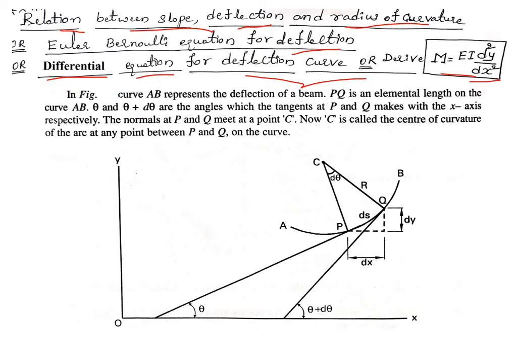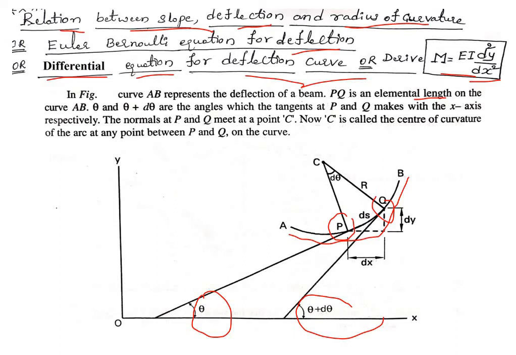The figure shows the curve AB, which represents the deflection of a beam. In the curve AB, PQ is an elemental length of curve AB, and theta and theta plus d theta are the angles which the tangents at P and Q make with the x-axis respectively.